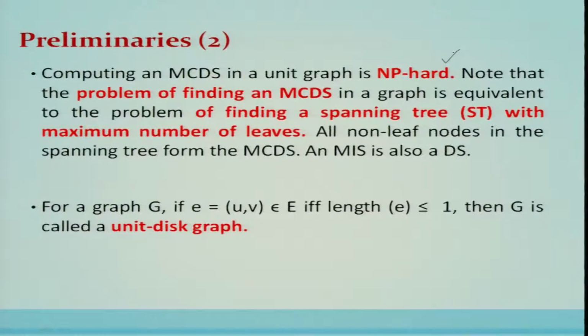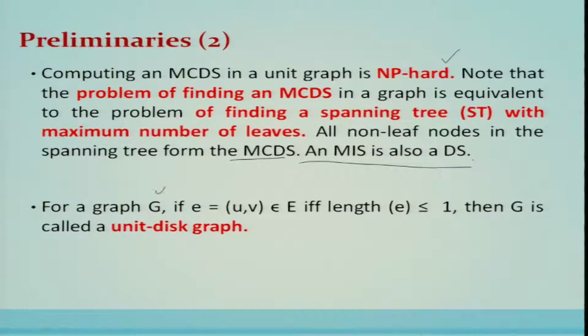Note that the problem of finding an MCDS in a graph is equivalent to the problem of finding a spanning tree with a maximum number of leaves, where all non-leaf nodes in the spanning tree will form the MCDS. This particular problem, MCDS or non-leaf nodes of a maximum leaf spanning tree, is also an NP-hard problem. Now an MIS is also a dominating set.